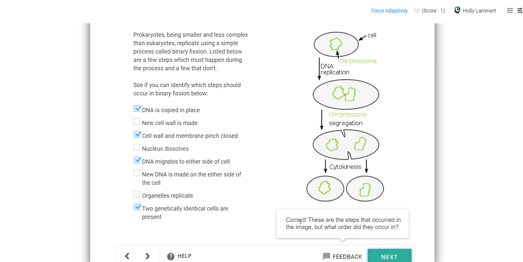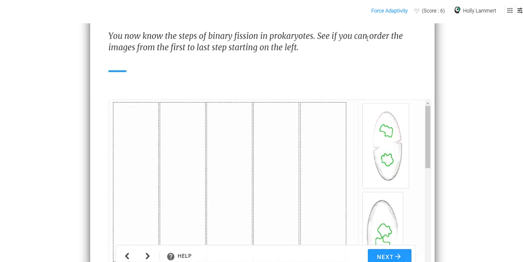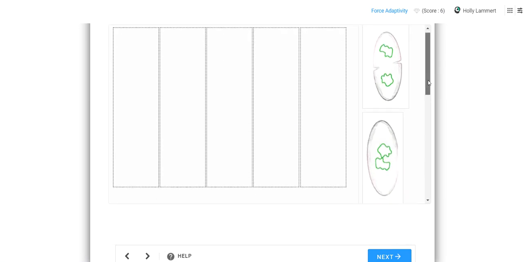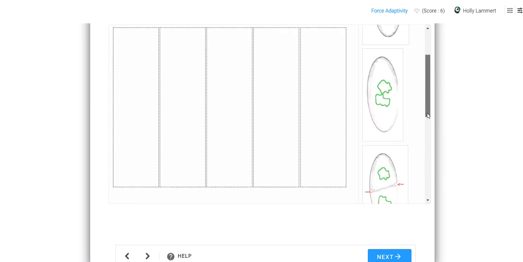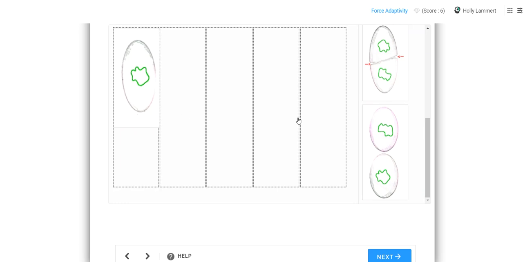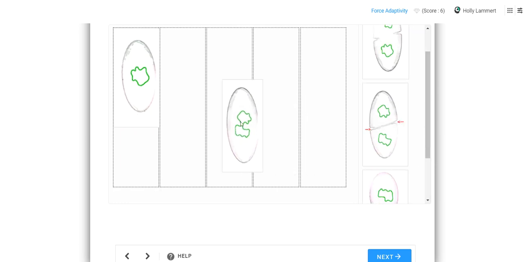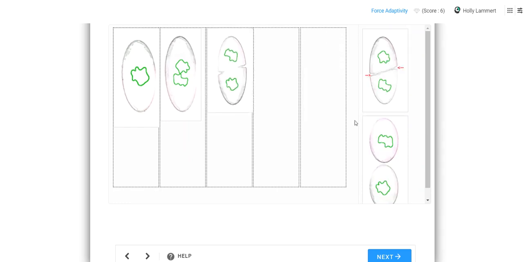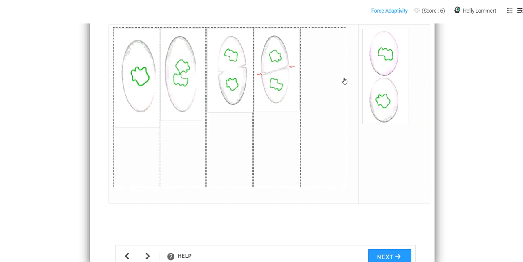All right. So those are the steps, but what order did they occur in? So let's look at the order. So let's see if we can order these. Maybe starting with one cell with DNA, and then this DNA replicates into two, and then it moves to opposite sides of the cell. The cell wall and cell membrane start to pinch together, and finally after cytokinesis, they move apart.